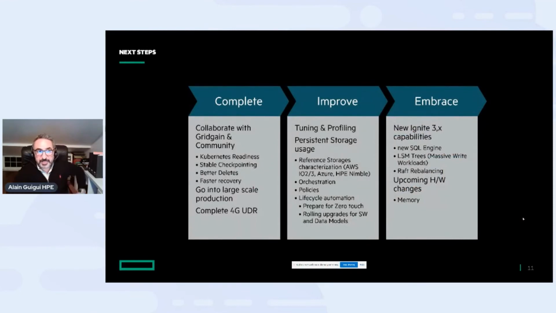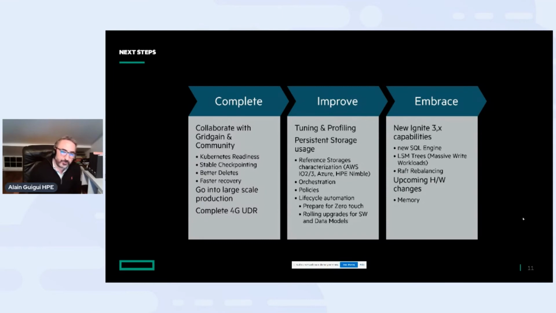I will end with a bit of the next steps. We are collaborating very closely with GridGain. We will complete the Kubernetes readiness. We are working with GridGain on stable checkpointing, because we have been pushing the persistency a bit at its limits, but it's part of any product improvement, right?